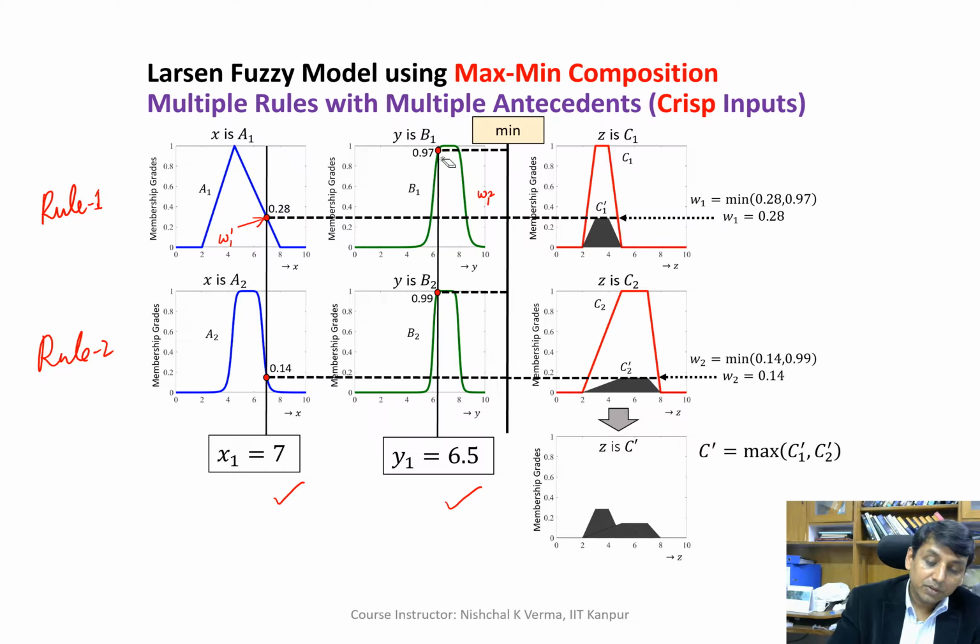So if we use max min composition, then we have to take the min of these two. So W1 is equal to, or we can simply write here, this as the W11 and this as the W12. The minimum value is coming out to be 0.28. Now we use this value to scale down C1 to C1 dash, means the new scaled down fuzzy set is C1 dash.